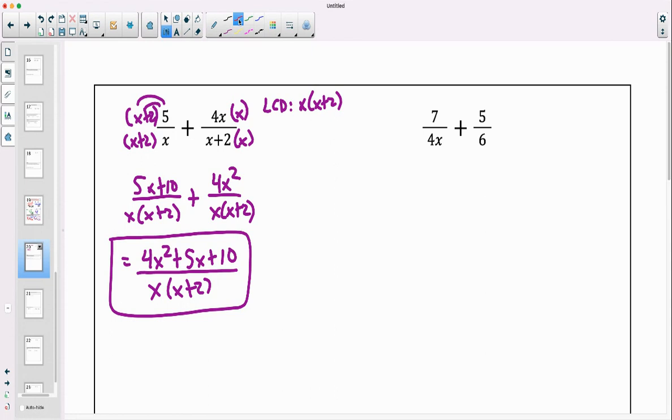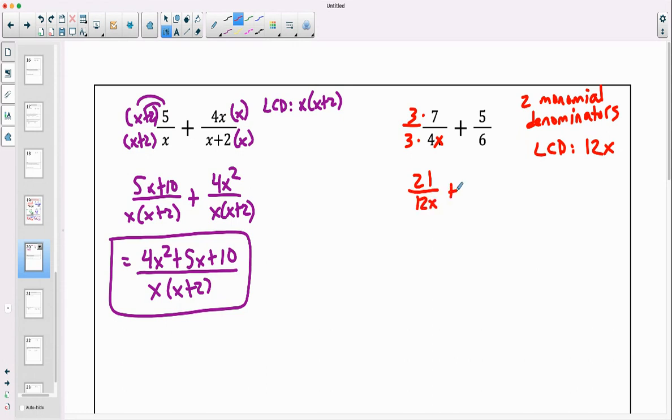Okay, then last one. Just recognize this is two monomials again. Two monomial denominators. This one is not like the ones we were just saying, so we don't necessarily just have to multiply them together. The lowest common denominator is just the smallest multiple of 4 and 6, and that would be 12, and then making sure they both have 1x at the end. So this one just has to get multiplied by 3 over 3. So we get 21 over 12x. This one has to get multiplied by 2 to be 12, but also by an x, top and bottom.